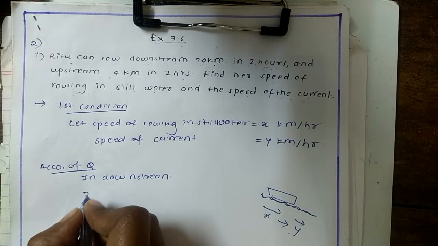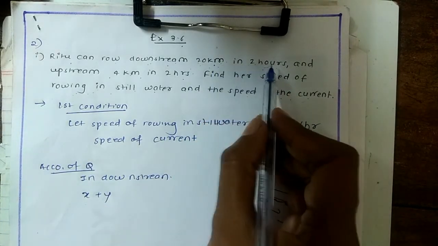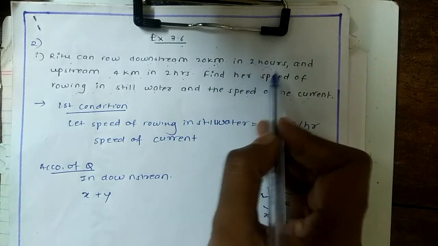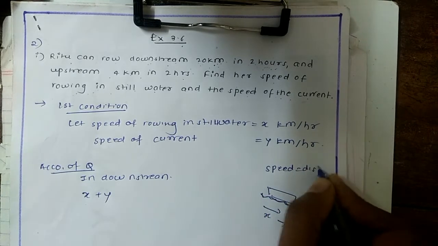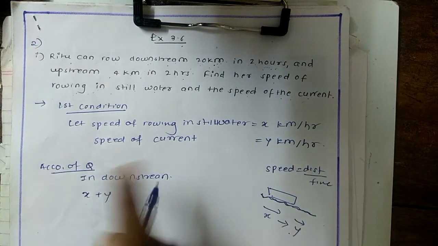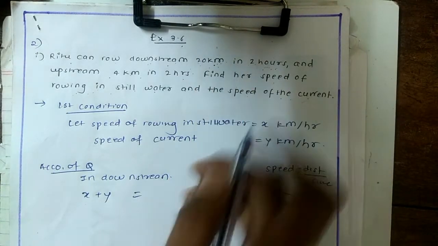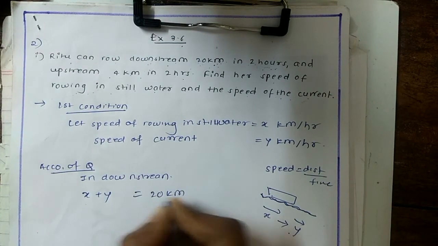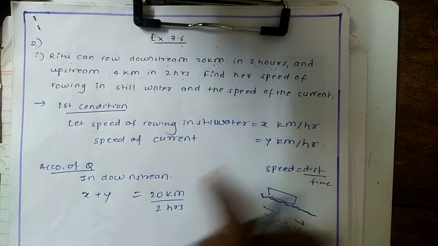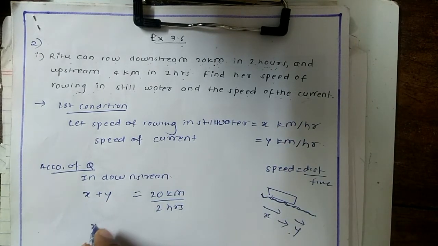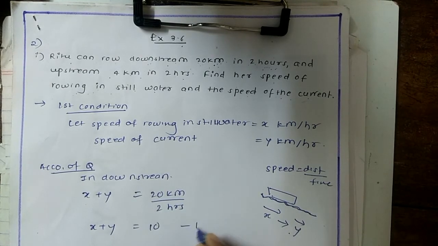So in downstream, x plus y will be the total speed, and they have given 20 km per hour. Distance and time are given, and we know the formula of speed: speed is distance upon time. So the total speed equals distance upon time. The distance covered is 20 km, and the time is 2 hours. Kilometer and hour units cancel, so totally you get x plus y equals 20 divided by 2, that is 10. This is our first equation.